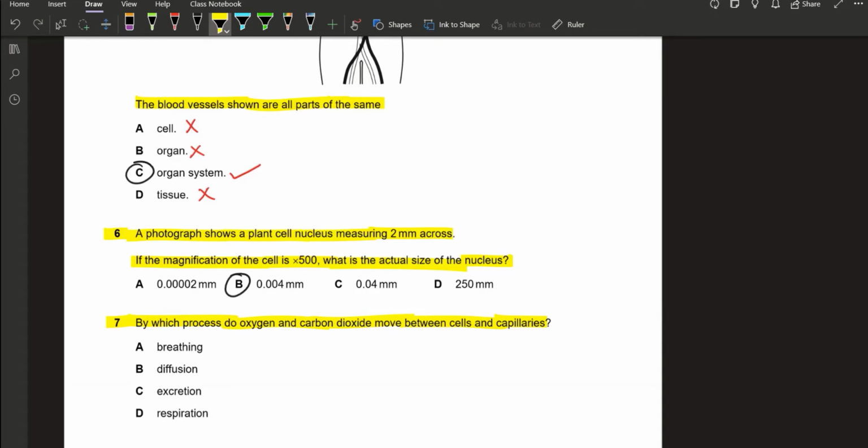The process by which the molecules of oxygen and carbon dioxide move between capillaries and cells is called diffusion. So the correct option would be option B.